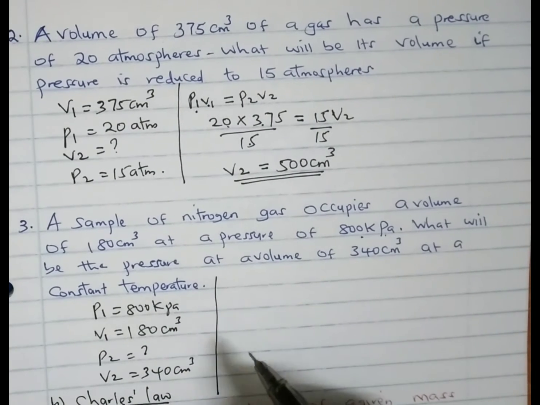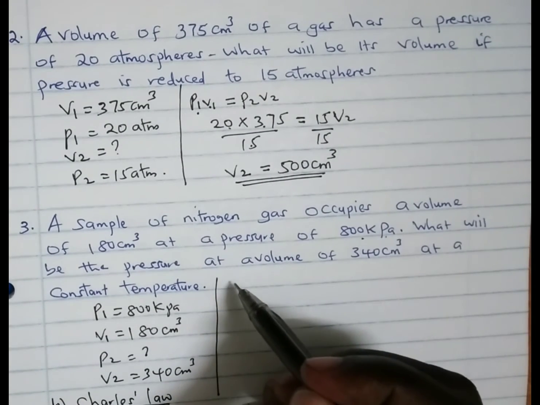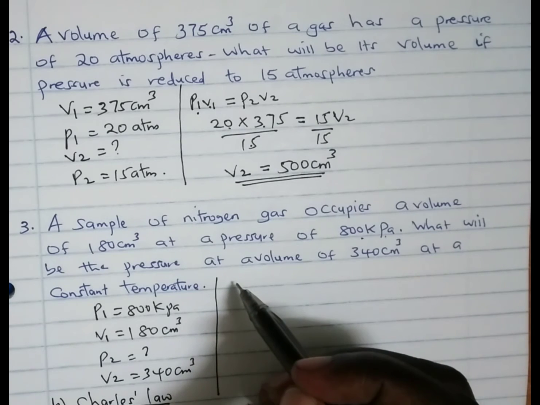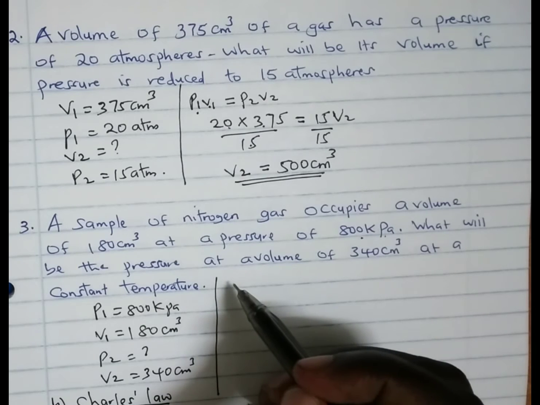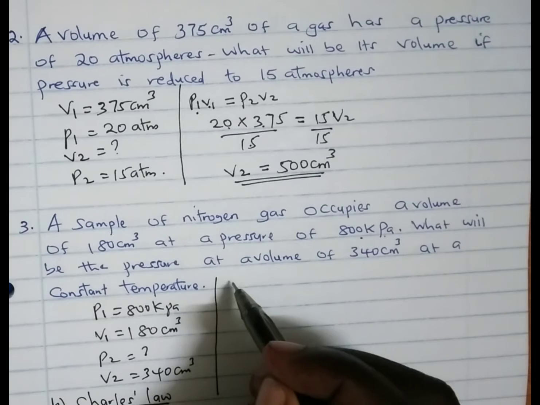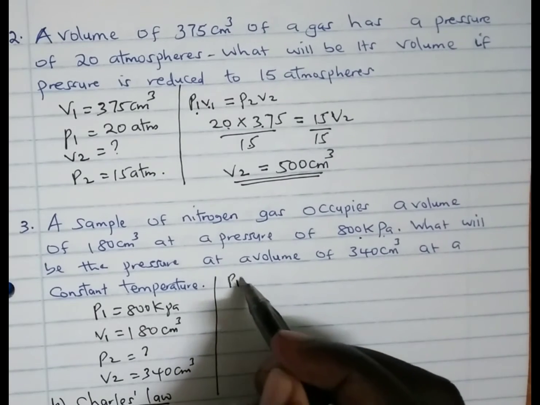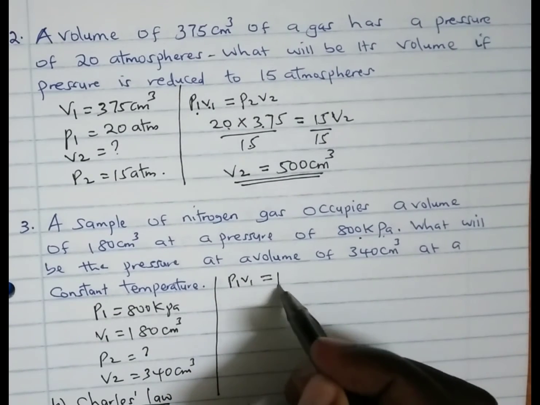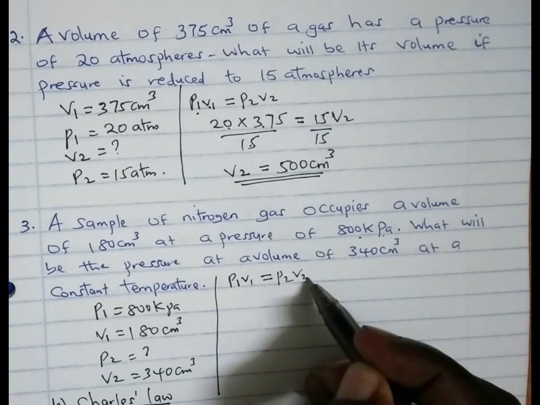Remember, pressure is inversely proportional to volume. That means if volume increases, pressure reduces, and vice versa. According to Boyle's law, pressure 1 times volume 1 must give us pressure 2 times volume 2.